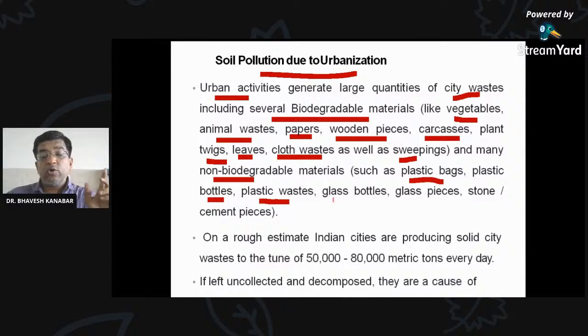Because they are non-biodegradable, there is frequently a movement for no use of plastic in city areas as well as in our state. Plastic is banned, so you cannot use a plastic bag to carry any material. Glass bottles, glass pieces, stone, cement pieces are non-biodegradable, and are a common cause of soil pollution.